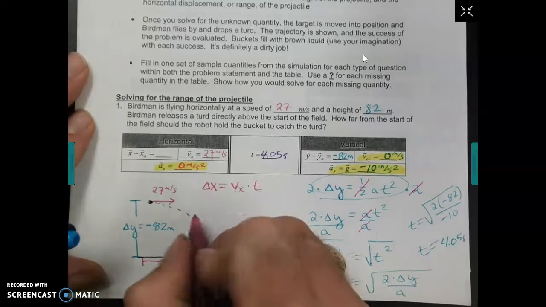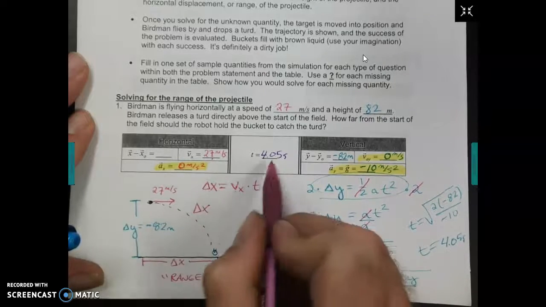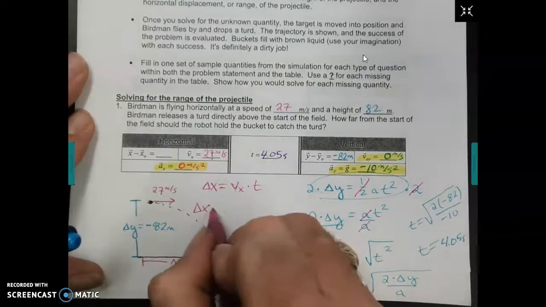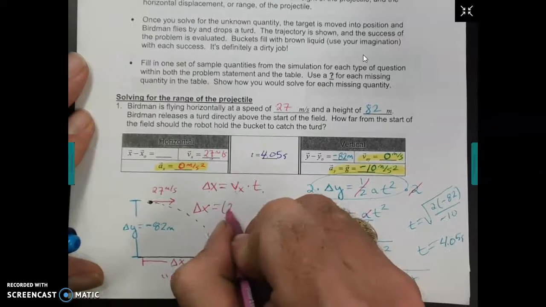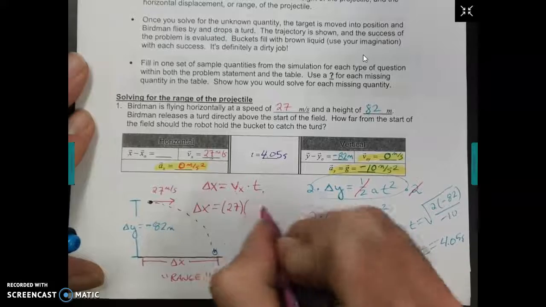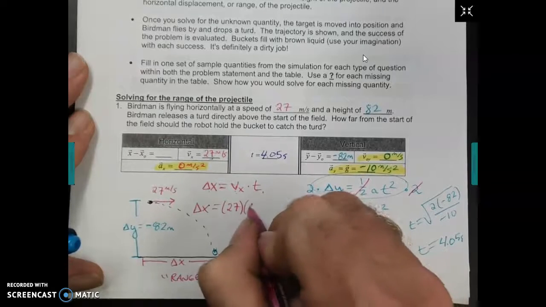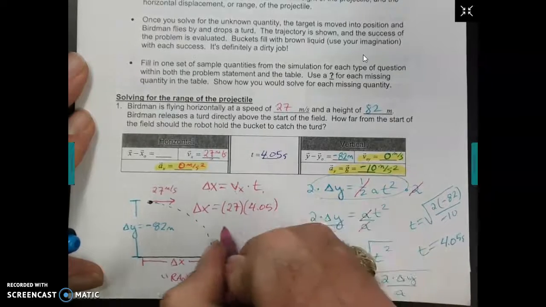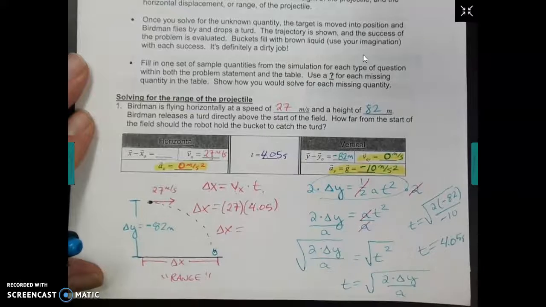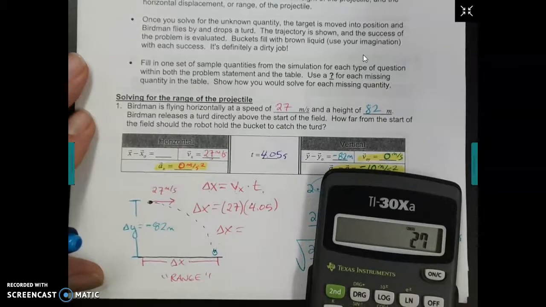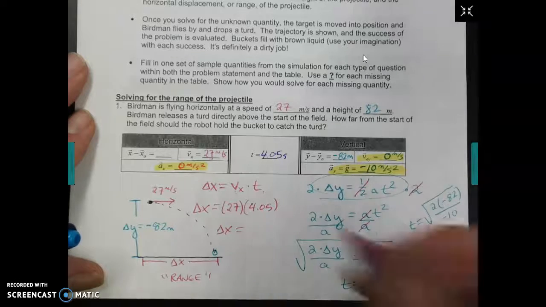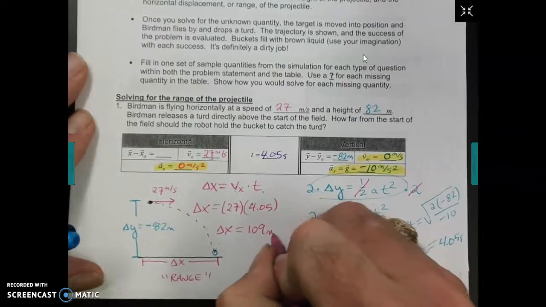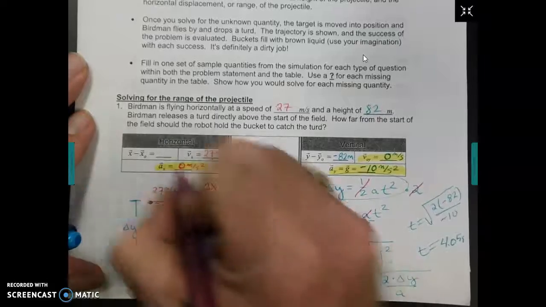All right, now we're ready to find the horizontal distance. We know what our time is. We were given our velocity, so we're going to plug those two values in for our equation. 27 meters per second, traveling at that speed for 4.05 seconds is going to give us a horizontal range of 109 meters. And so that's the answer I'm looking for.